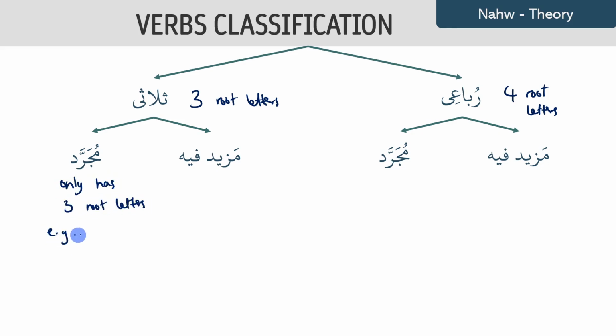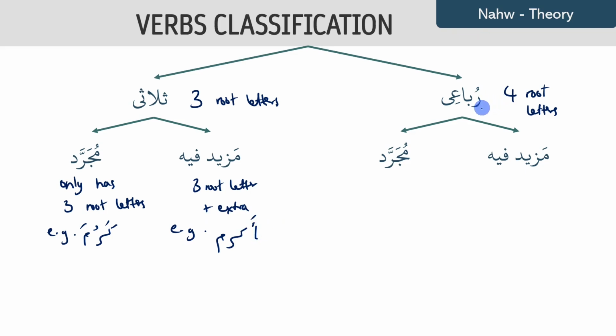So for example, karuma, which means he became noble or to be noble, is made of 3 root letters only. And you have mazid fihi. These are words that have 3 root letters plus extra. So for example, akrama, which means to honor someone. The hamza here at the beginning, this is an extra addition that has been made. It is part of the verb. Akrama together, it's a verb, but this hamza here is extra. Karuma are the root letters of this verb, and hamza at the beginning is extra.